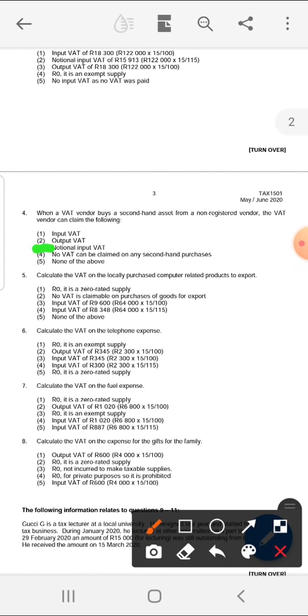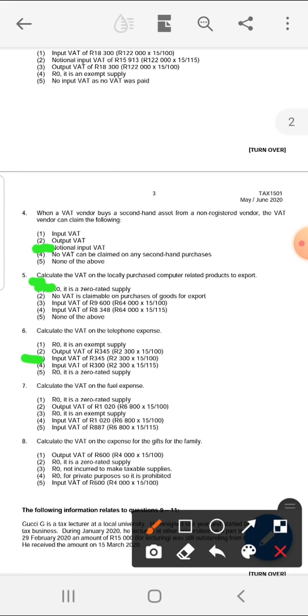Number 5, calculate VAT on local purchase of computer related to export. Remember, this computer will be related to 0 rated supplies, so there's no VAT that we will claim since we're going to use that computer for 0 rated product. Our correct answer for question number 5 will be option 1. And then number 6, calculate VAT on telephone expense. We take our 2,300 multiplied by 15 over 100, and it's an input tax VAT, which will give us option 3.